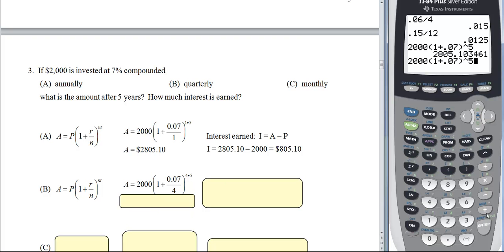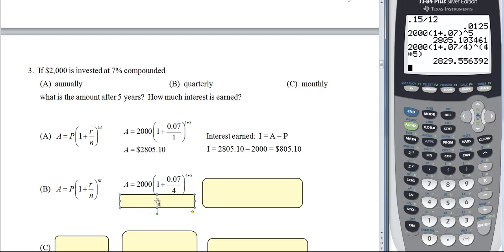Let me do second enter because I've got most of the stuff. So I'll need to divide by 4, close parentheses, raised to 4 times 5. I know that's 20, but we will get to situations where the exponents are really nasty. So if you have to raise something to a product, make sure it's in parentheses. And see if you come up with that. Yay.